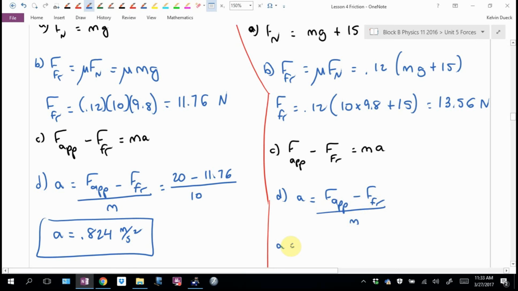In fact, what was the applied? 20 minus 13.56 divided by 10. Again, dividing by 10, I can do that in my head, piece of cake. 20 take away 13 is 7, take away 0.5 is 6.5, so 0.644? It's an acceleration, boys and girls. Units? Meters per second squared.